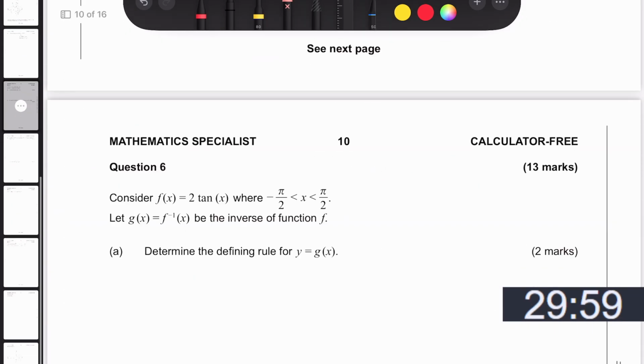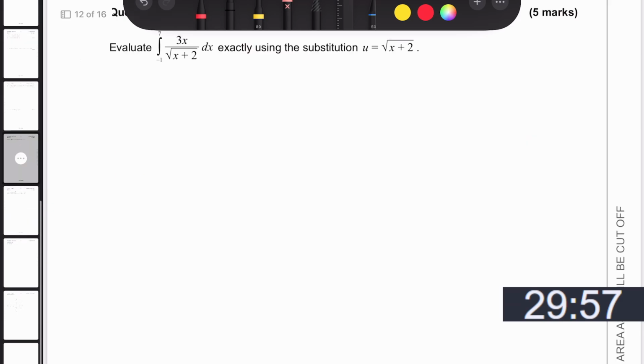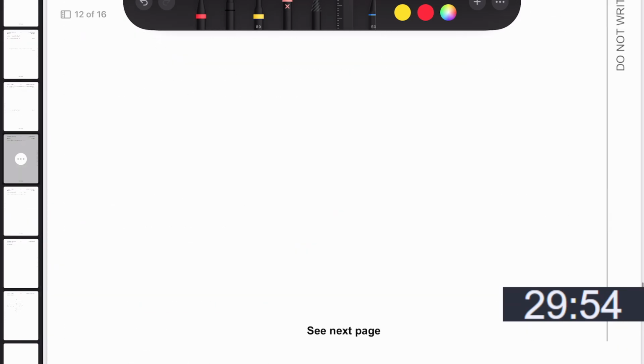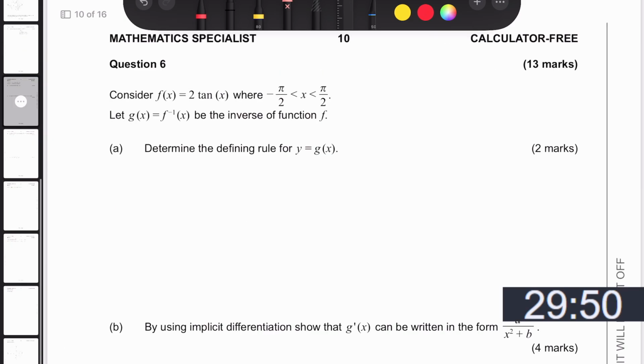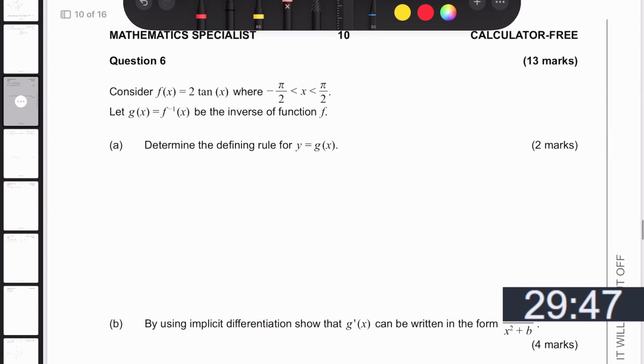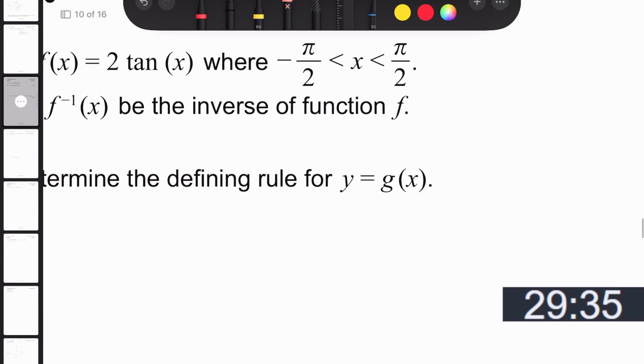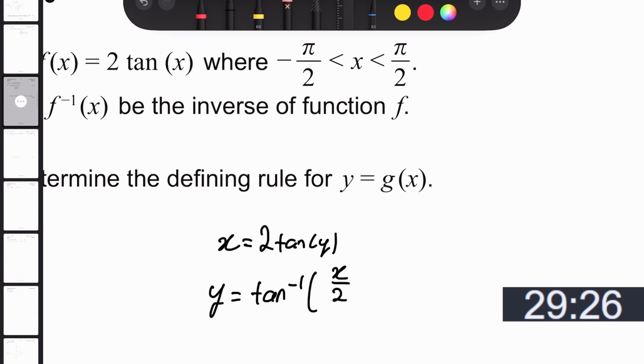Page 10. How many questions are there? 13. Okay. So we are up to 10. Consider f of x is equal to 2 inverse tangent. Determine the defining rule for g of x. Well, then we want that x is equal to 2 tangent of y. So then y is going to be equal to tangent inverse of x on 2.